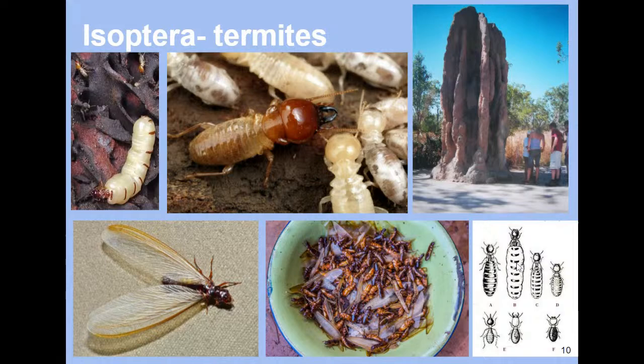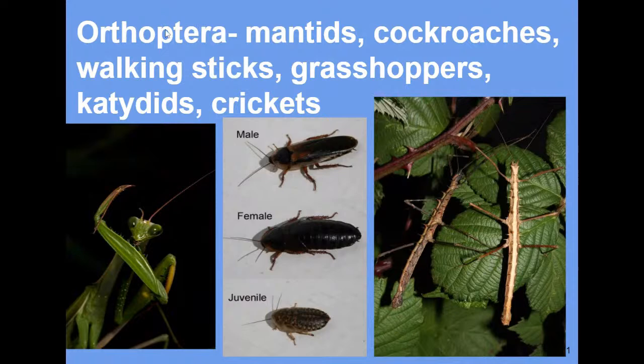But they've got the queen and soldier, and this one shoots out the sticky glue too. These are defensive forms. And this, okay, Orthoptera for sure are going to be grasshoppers, katydids, crickets.